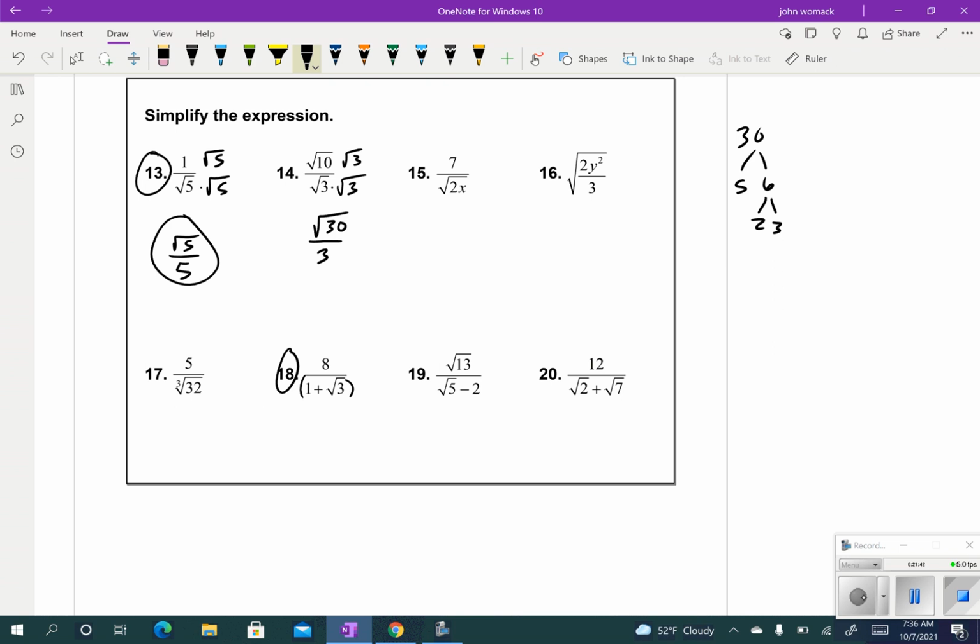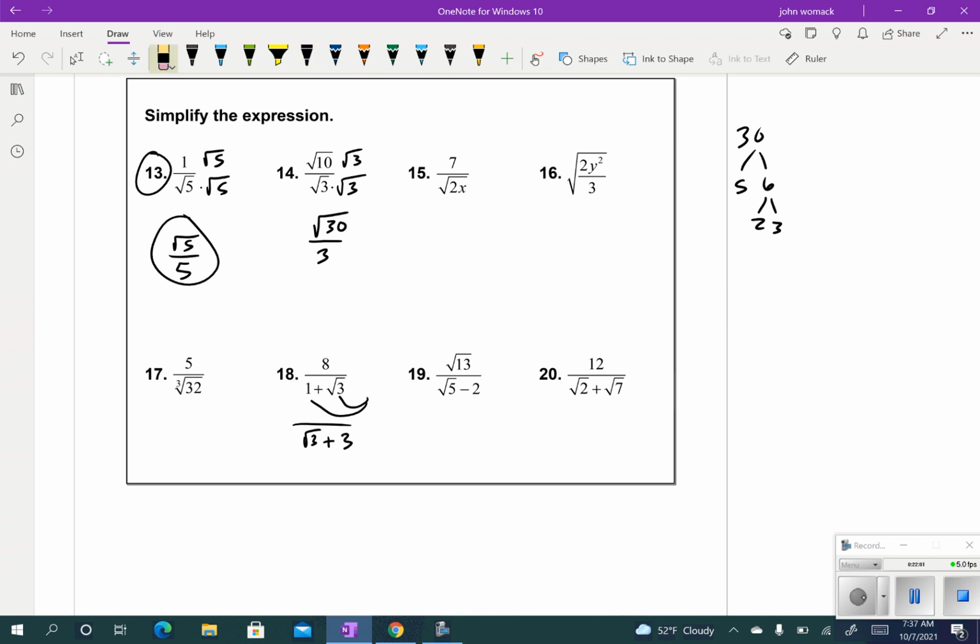A lot of times I see people times by the square root of 3 on the top and the bottom. The problem with that is if I times through, that does give me 3 there, but when I times through there, I end up with the square root of 3 plus 3. Well, I still have a square root on the bottom. So this is a little trick.